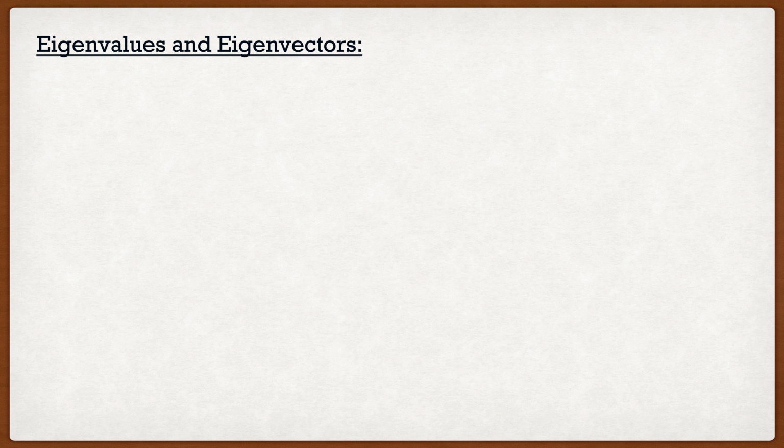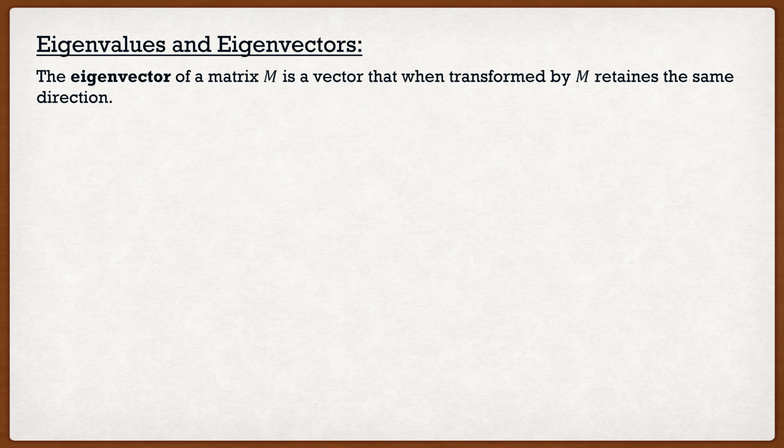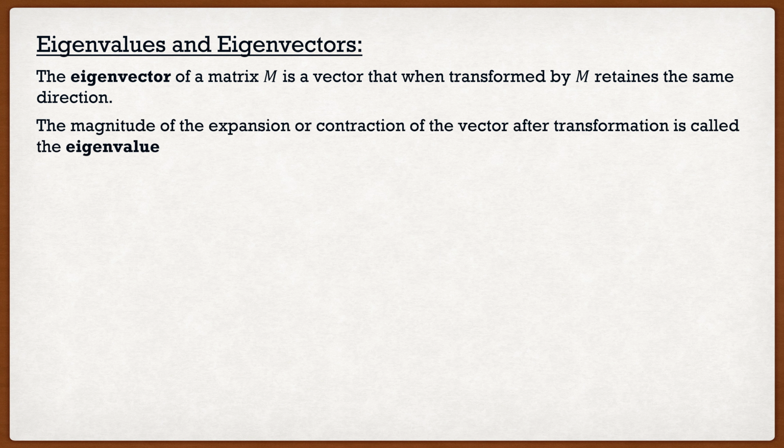All right, so the eigenvector of a matrix M is a vector that when transformed by matrix M retains the same direction. And the magnitude of expansion or contraction of the vector after transformation is called the eigenvalue. Now, as you guys may know, when I look at words, I don't like words. It's hard to picture exactly what I'm saying, so let's look at an example.